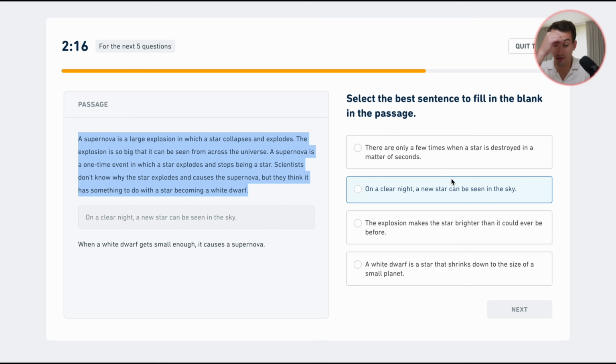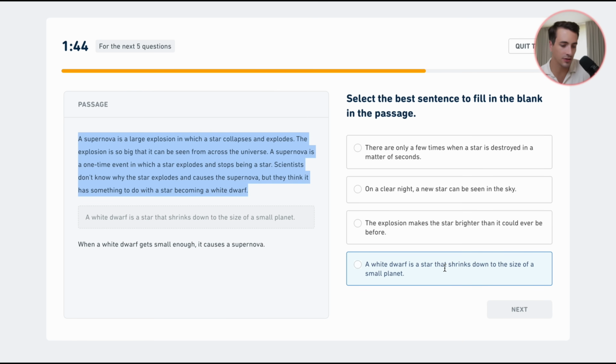On a clear night, a new star can be seen in the sky. Again, not talking about white dwarfs here. The explosion makes the star brighter than it could ever be before. We're not talking about white dwarfs with this option either. And then this one. A white dwarf is a star that shrinks down to the size of a small planet. All right, so this one is talking about the white dwarf. I think it's correct, but let's just be sure by reading it in context.